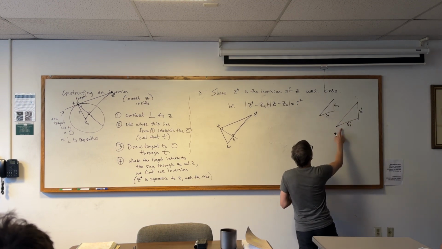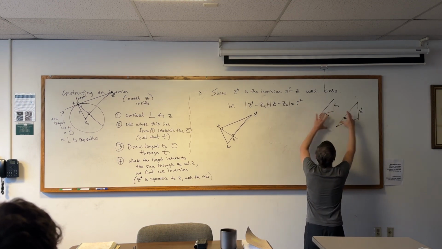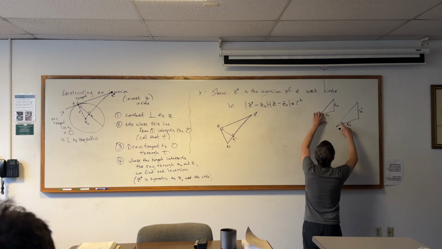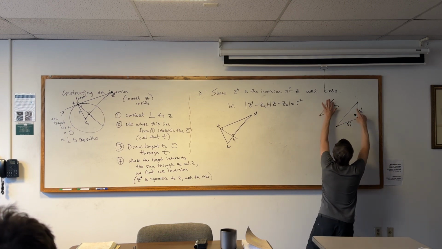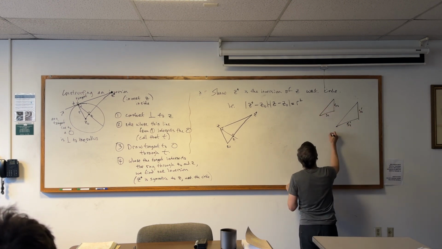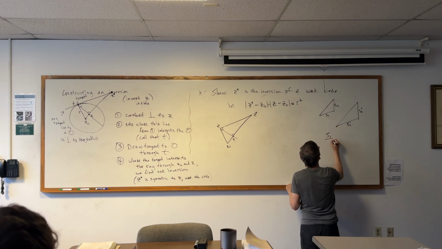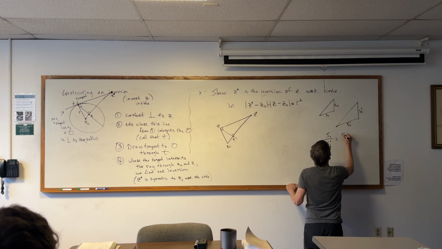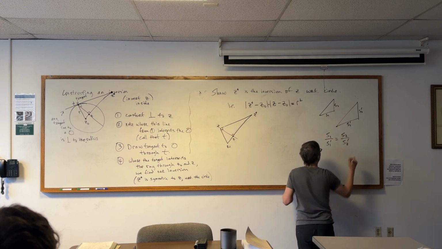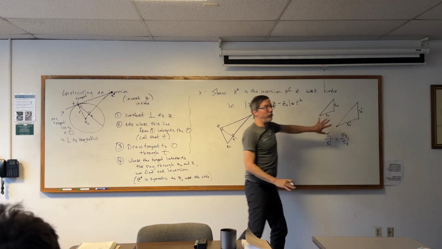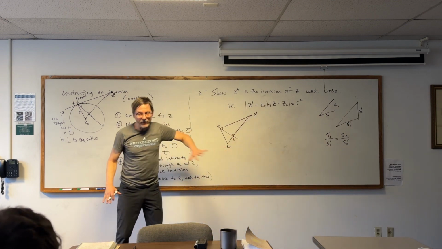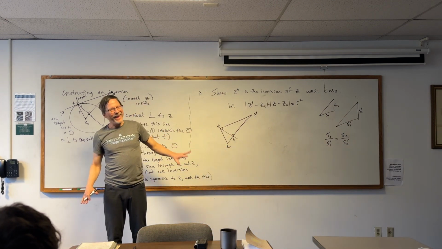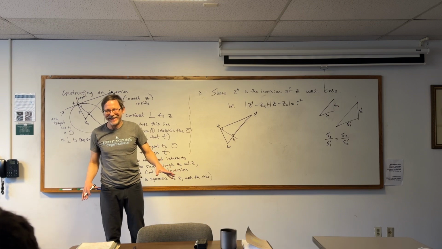Once I know these are similar and I know how they sync up, that this angle's the same as this angle, and that angle's that, what I could say then is that the ratio of side one to side one prime is the same as the ratio of side two to side two prime. And if I say much more, I think I'm telling you too much.